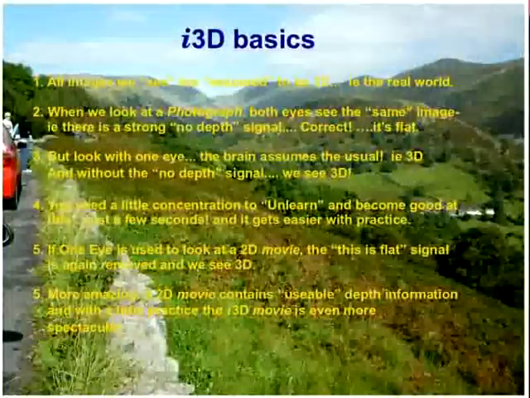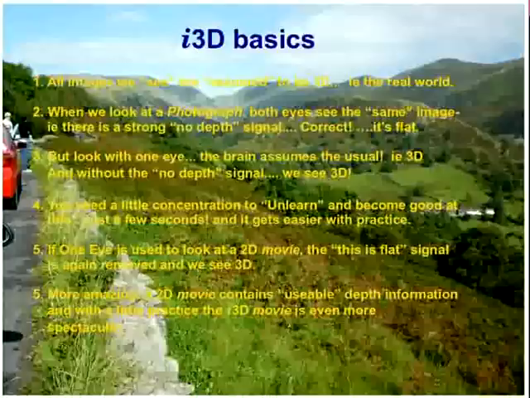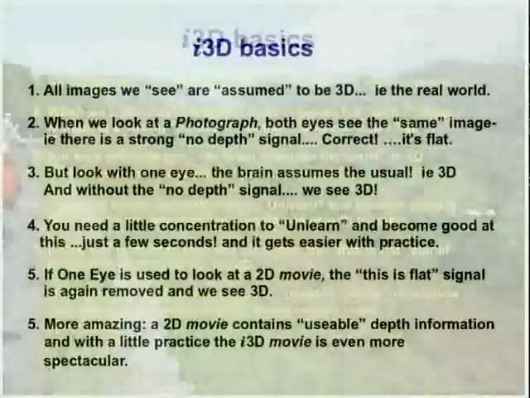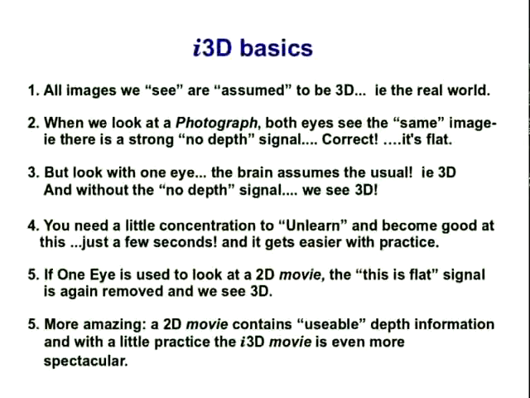Okay, one-eye 3D basics. All images we see are assumed to be 3D. That is, we're looking in the real world. When we look at a photograph, both eyes see the same image. That is, there is a strong no depth signal, which again is correct because the thing we're looking at is flat. But look with one eye. The brain assumes the usual, i.e. 3D, and without the no depth signal, we see 3D.